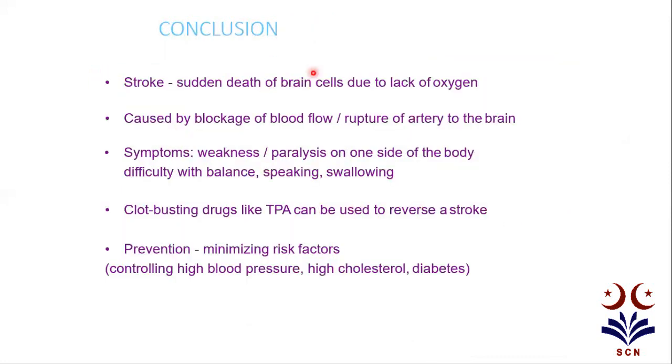So the conclusion ultimately: the stroke definition is a sudden death of brain cells due to lack of oxygen, caused by blockage of the blood flow or rupture of the artery to the brain. The symptoms are weakness, paralysis on one side of the body, difficulty with balance, speaking, swallowing. I told you already all these things. Clot-busting drugs, like I told you, TPA can be used to reverse stroke. Prevention is by minimizing risk factors. These are the risk factors, again enumerated here. And so this is a discussion.